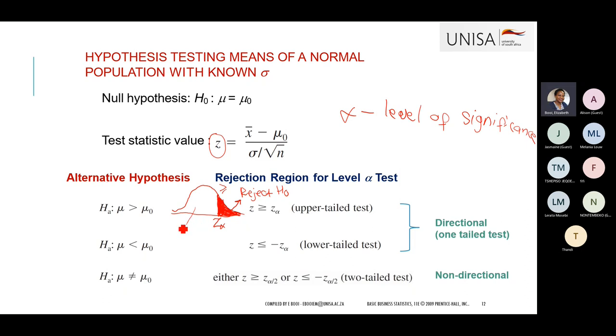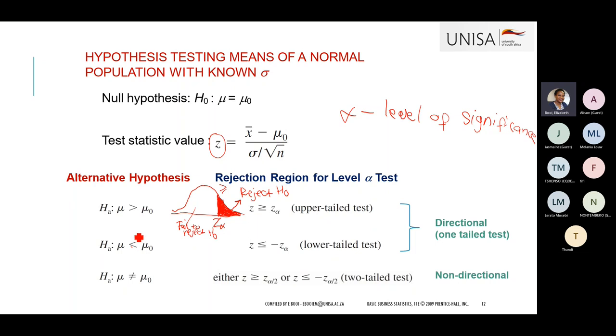If it falls on the white side, let me write it here. If it falls here, we're going to fail to reject the null hypothesis. So in the white area, we're going to fail to reject the null hypothesis. In the red shaded area, we're going to reject the null hypothesis. And this is also what we call a one-directional or directional test.